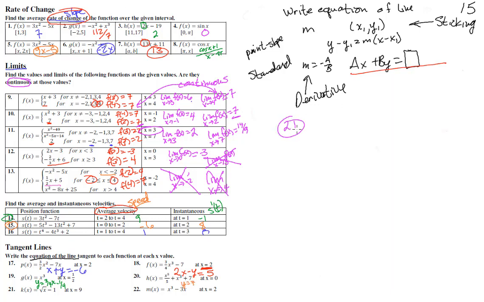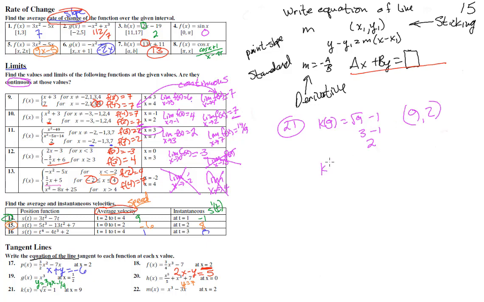Number 21. K of x equals square root of x minus 1 at x equals 9. So let's do k of 9. First of all, let's get our point that's actually on the graph. That's square root of 9 minus 1. That's 3 minus 1. That is 2. So we stick in 9 and we get the point 9, 2 is on the graph.